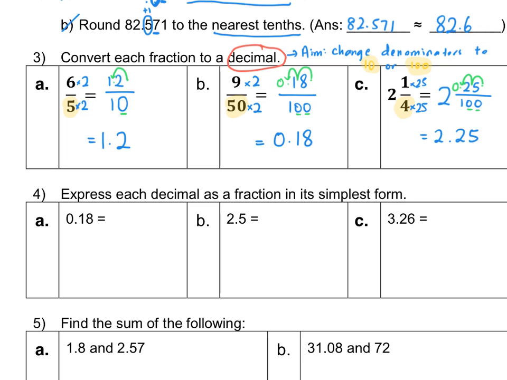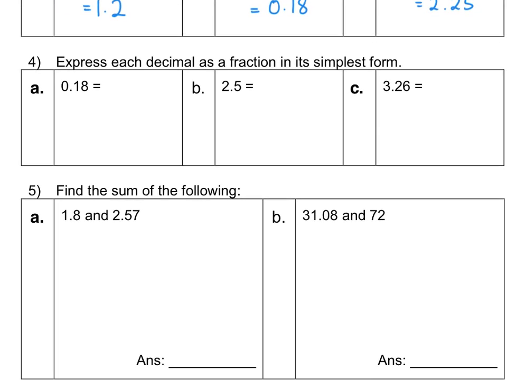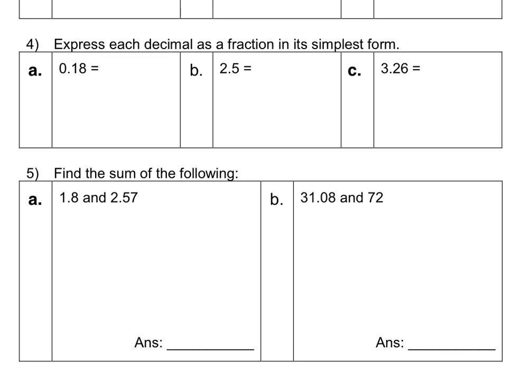Okay, let's go on to the next question. Question number 4. Express each decimal as a fraction in its simplest form. So you need to write it as a fraction in its simplest form. Okay, so first we have A, 0.18.